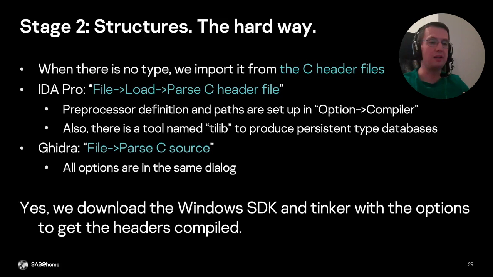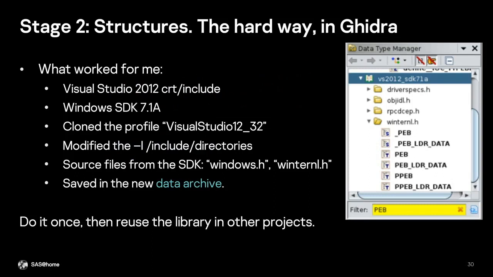What worked for me, just in case you have any problems with Ghidra, is this set of options. I took the preset inside of Ghidra for Visual Studio 2012. I took the includes for the runtime library of Visual Studio. I took the SDK 7.1a and just modified the paths to the include directories and imported the header files Windows and Winternl and saved it. And it was enough to get PEB and all the related structures inside Ghidra. And later I was able to reuse it in other projects.